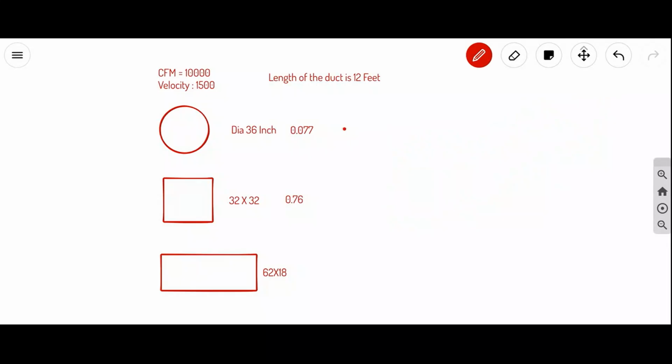So the surface area for this is pi d l. Area is pi d into length. So first convert this 36 into inches. So 36 means 3 feet. So pi d l, 3.16 into 3 feet into 12 feet. How much will you get? 36 into 3. 108 something, 108.112.